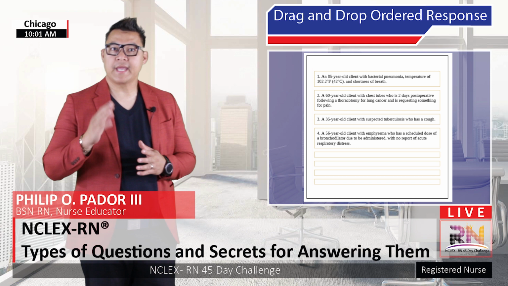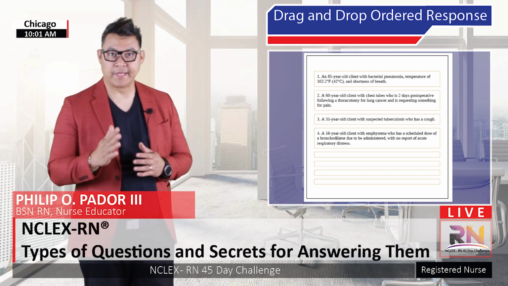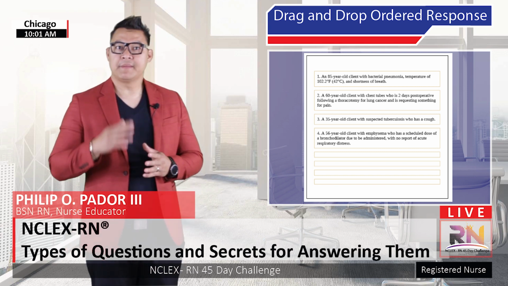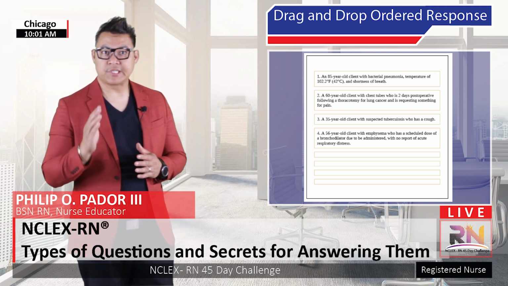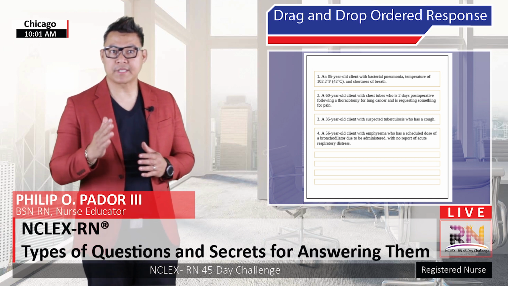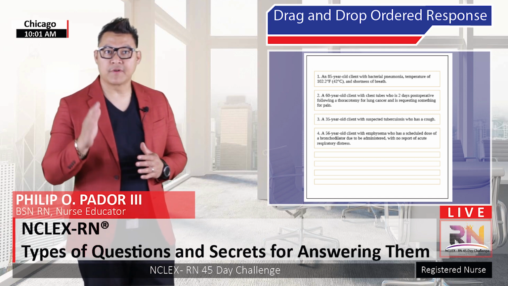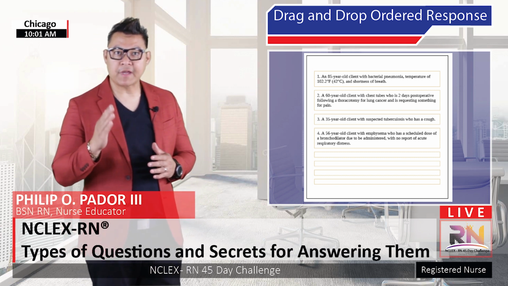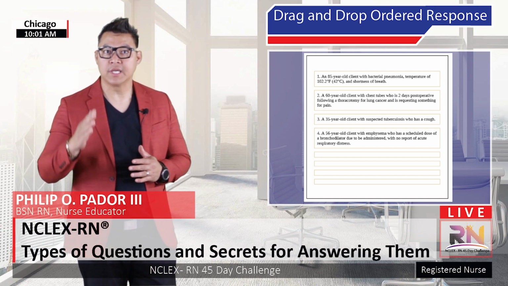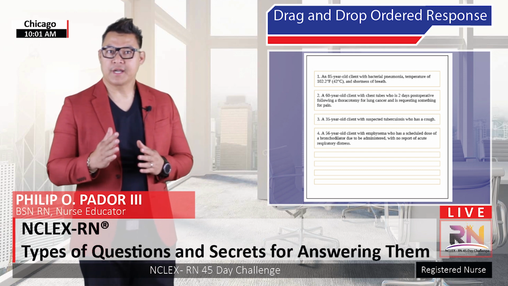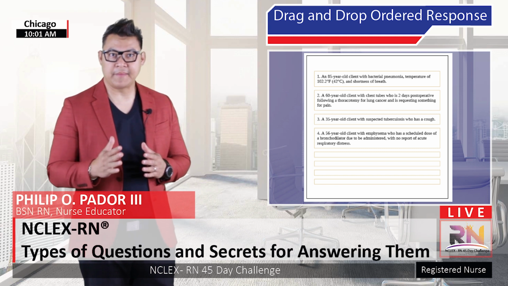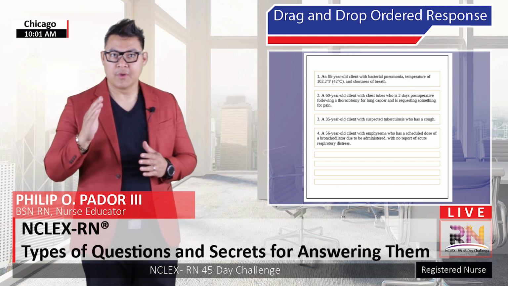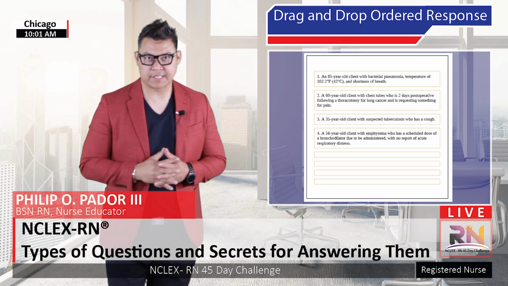Number 1. An 85-year-old client with bacterial pneumonia, temperature of 102.2 degrees Fahrenheit, and shortness of breath. Number 2. A 60-year-old client with chest tubes who is 2 days post-operative following a thoracotomy for lung cancer and is requesting something for pain. Number 3. A 35-year-old client with suspected tuberculosis who has a cough. And number 4. A 56-year-old client with emphysema who has a scheduled dose of bronchodilator due to be administered with no report of acute respiratory distress.